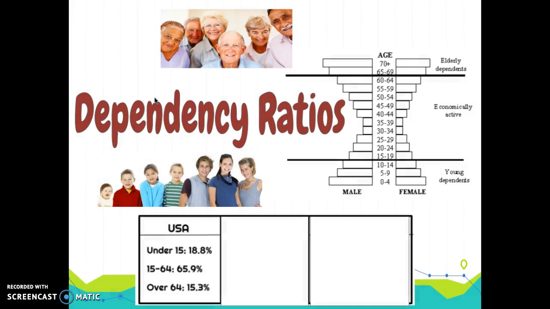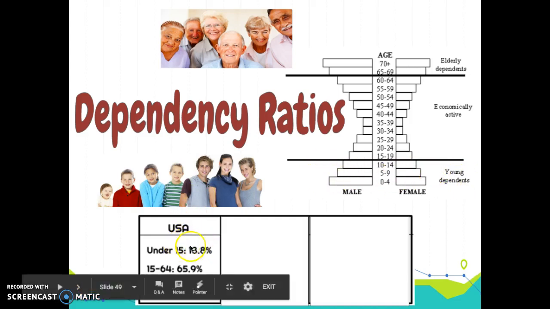Okay, so when you're looking at a population pyramid, you have to consider the dependency ratio. The dependency ratio is the number of people who are either too young or too old to work, and that's compared to the people who are considered economically active, so in their productive years. So if you look here, dependents are either youth dependents. These are the percentage of population that is under 15 years old. Okay, so you can see the percent of the US population under 15 is 18.8%.